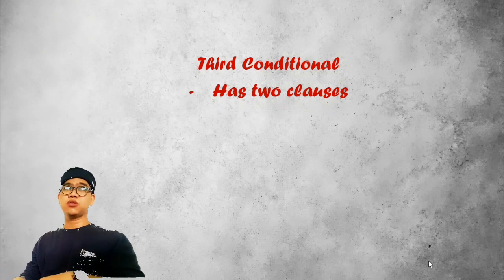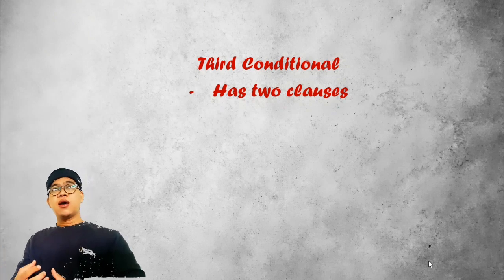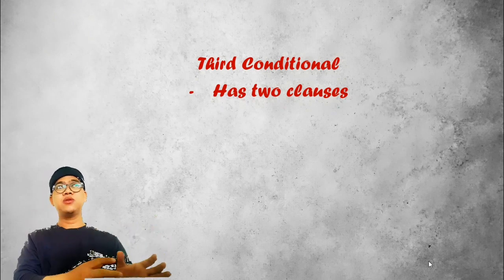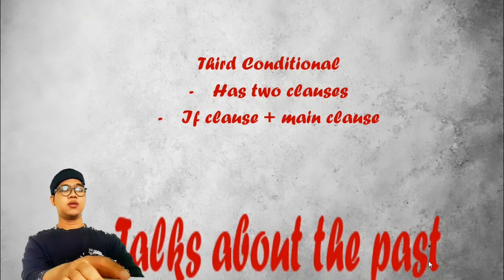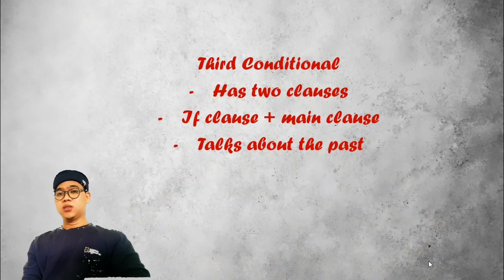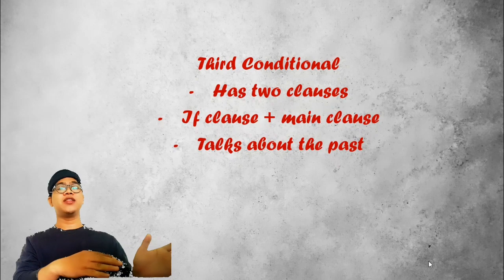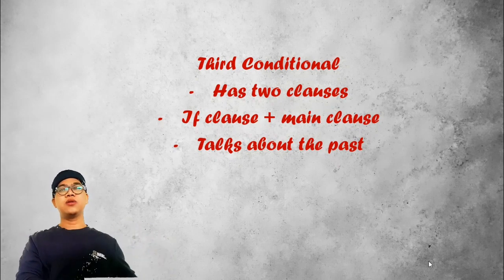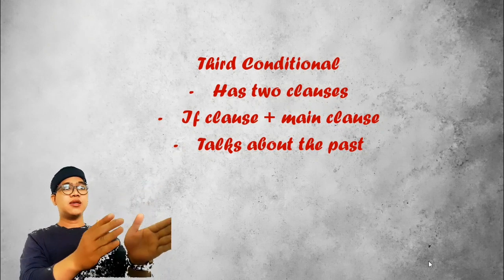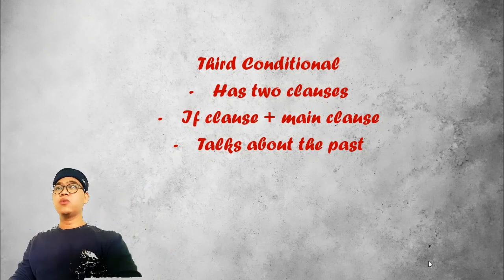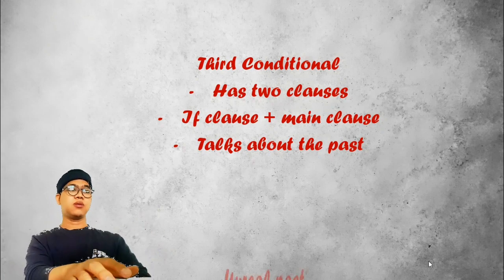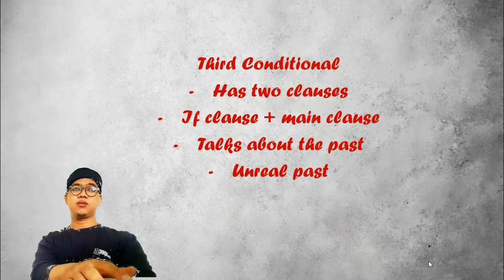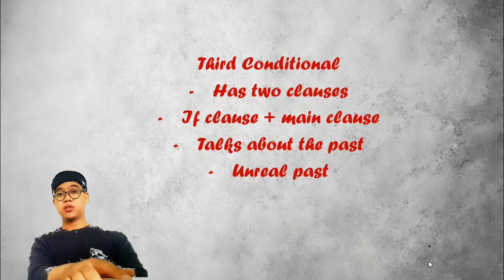So in the third conditional sentences, it always has two clauses: an if clause and a main clause. It also talks about the past. So if the second conditional talks about the present, something unlikely or impossible to happen, the third conditional talks about the past. Unreal past. We can say this expresses regrets.